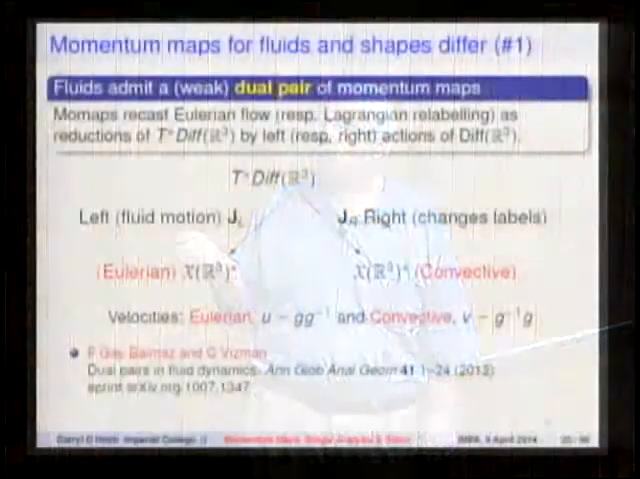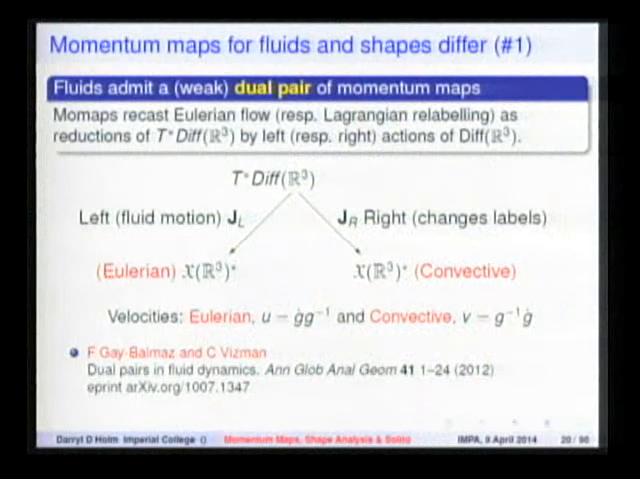Okay, and this leads to the other representation of fluid dynamics called the convective representation. Upstairs here is the Lagrangian representation. And there is this other feature that Alan introduced and made famous, that these guys here form a dual pair, and Francois and Cornelia showed it's a weak dual pair in some sense. Now for shapes.